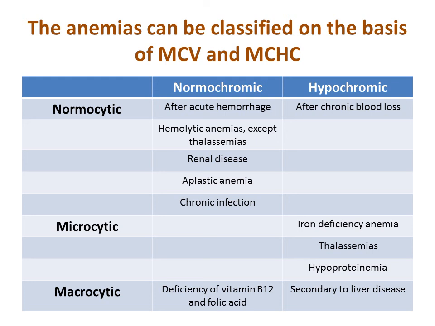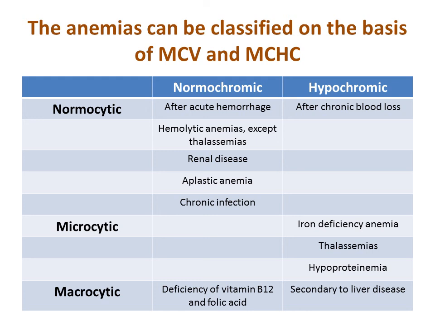Examples of normocytic normochromic anemias are conditions after acute hemorrhage, hemolytic anemias, acute thalassemias, renal disease, aplastic anemia, chronic infection. An example of normocytic hypochromic anemia is the condition after chronic blood loss. The examples of microcytic hypochromic anemias are iron deficiency anemia, thalassemias, hypoproteinemia.